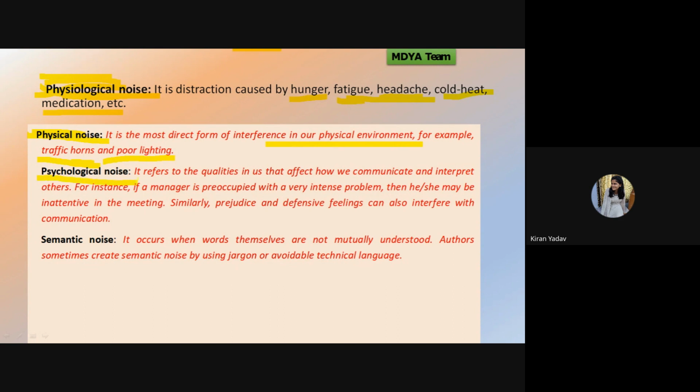Psychological noise refers to the qualities in us that affect how we communicate and interpret others. For instance, if a manager is preoccupied with a very intense problem, then he or she may be inattentive in the meeting. So, due to the psychology, they are not able to focus, because they have something in their mind going on. Similarly, prejudice and defensive feelings can also interfere with communication.